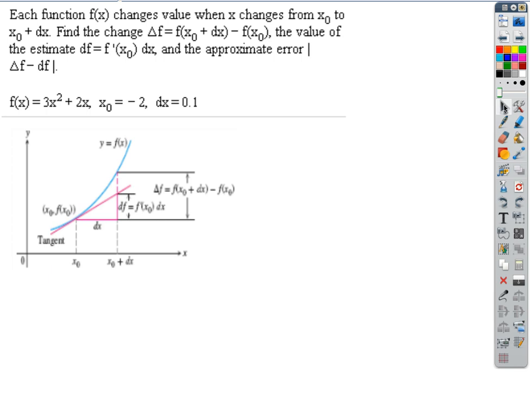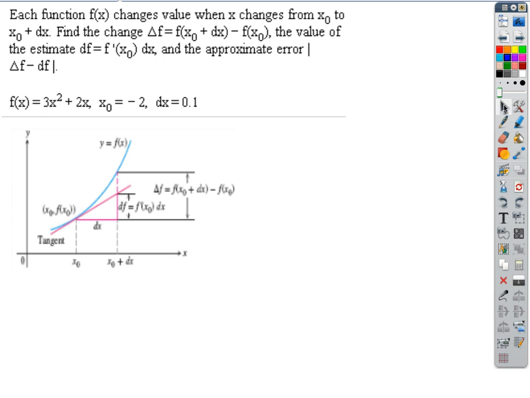That's it. Okay. So to find delta f, you would actually have to take the absolute value. It could have a sign on it. That's okay. So that's going to be the actual change in the function. Now the approximate change in the function is that differential stuff we've been talking about.